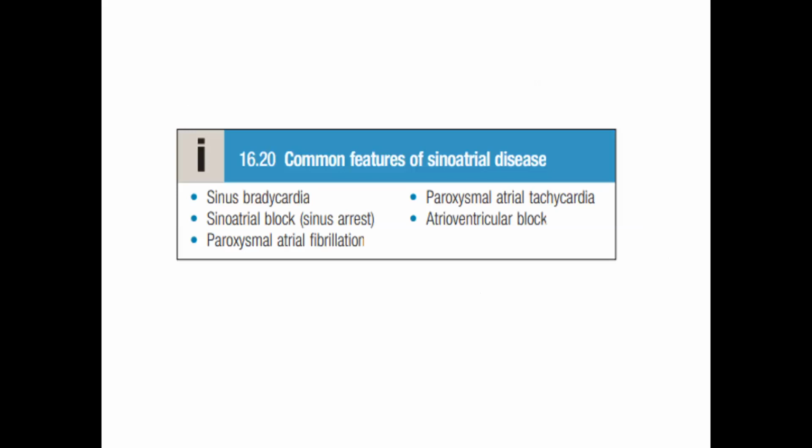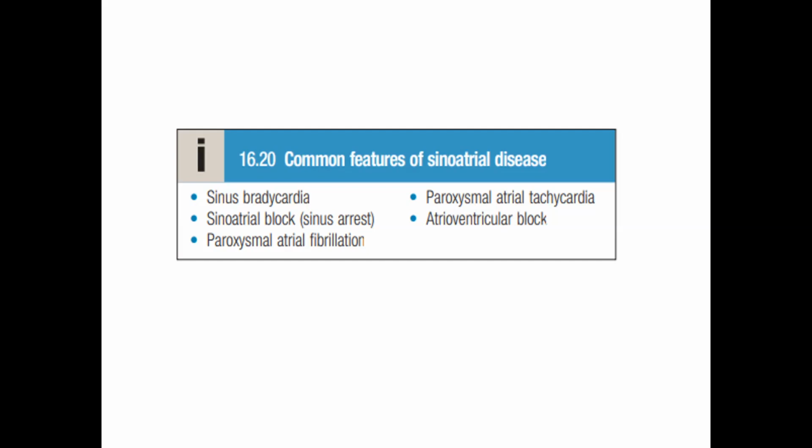So what are the common features of sinoatrial disease? There will be sinus bradycardia, sinoatrial block. So there will be sinus arrest. Sinus arrest means there is no production of impulse from the sinoatrial node. Sinus bradycardia will be there. There will be sinus arrest. Then there will be paroxysmal atrial fibrillation and paroxysmal atrial tachycardia.